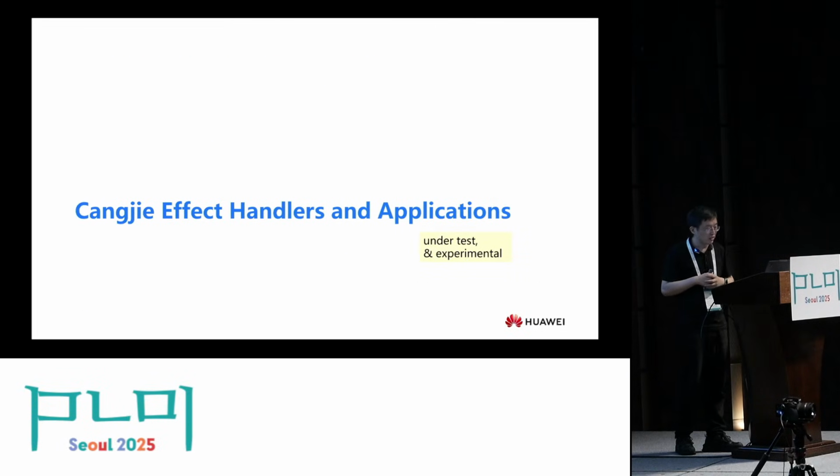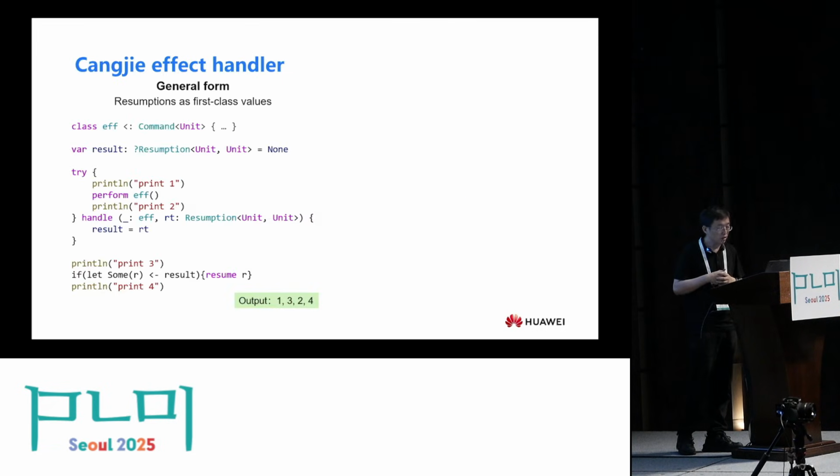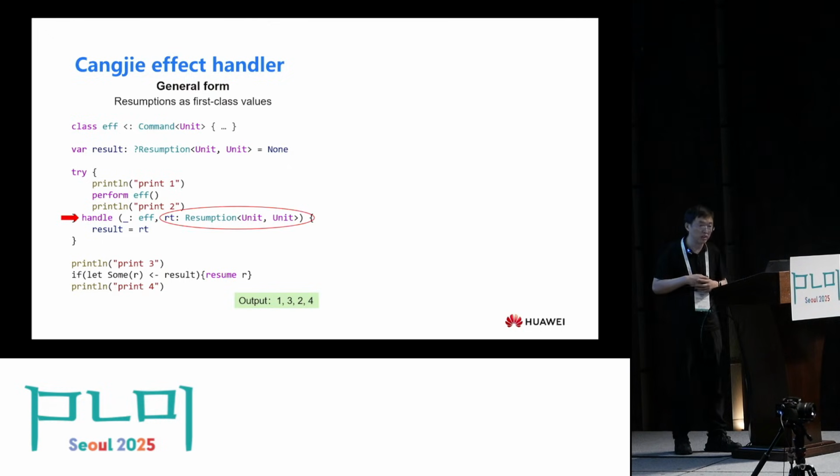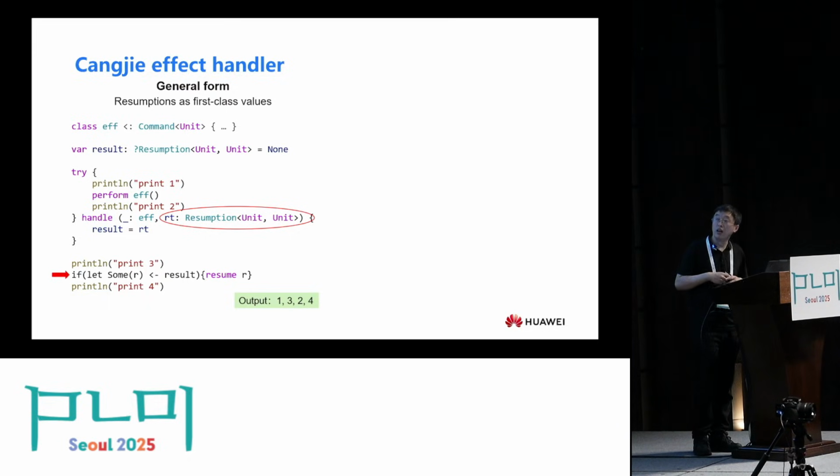So next, I will spend some time to introduce the support of effect handlers in Cangjie and some of the applications. Many of us are already very familiar with effect handlers. Here in this try block, when we perform an effect, it's like throwing an exception. So we jump to the handler, and then we get this resumption as a first class value so that it can be stored in variables. It's like a continuation.